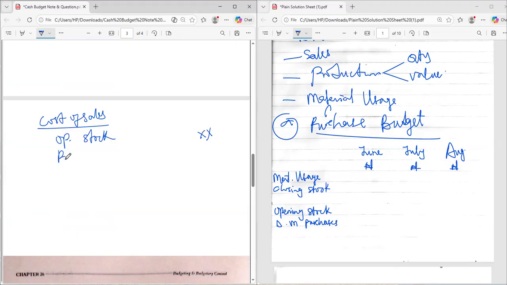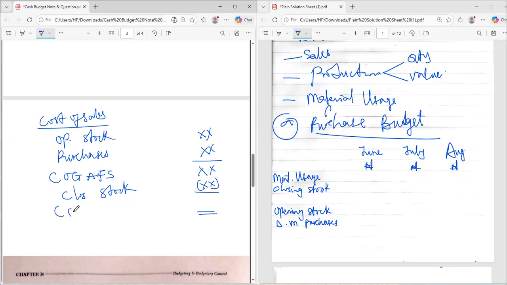Add purchases. What do we have? Cost of goods available for sale. What's the next one? Closing stock. What's the next one? Cost of goods sold.